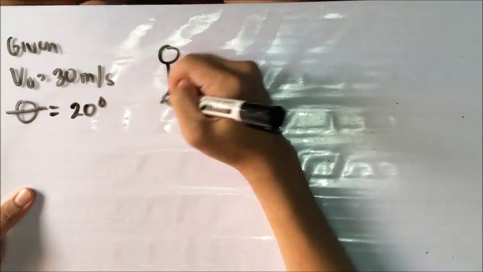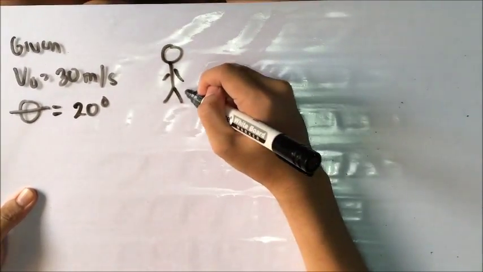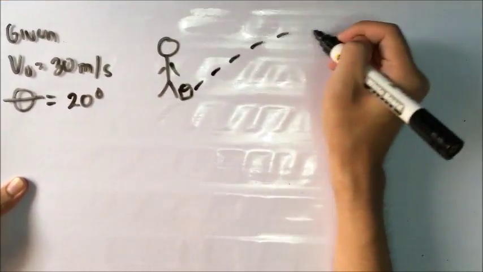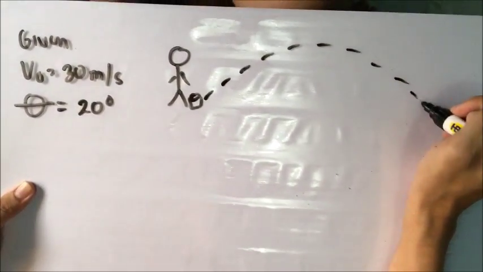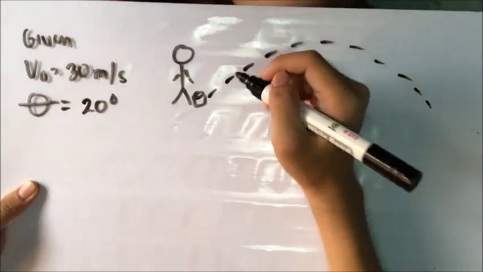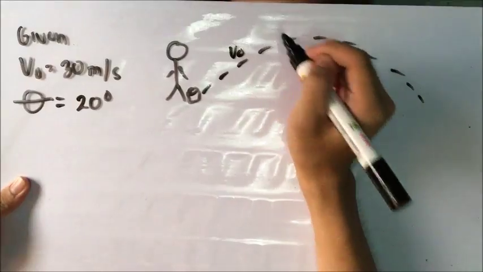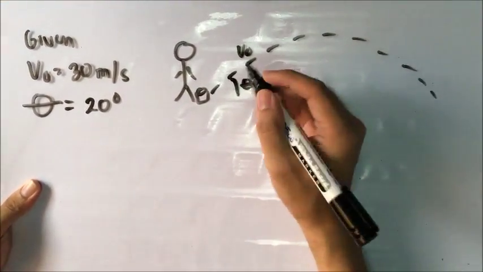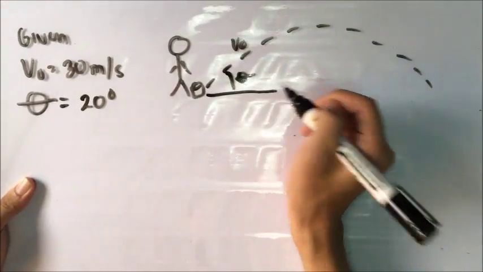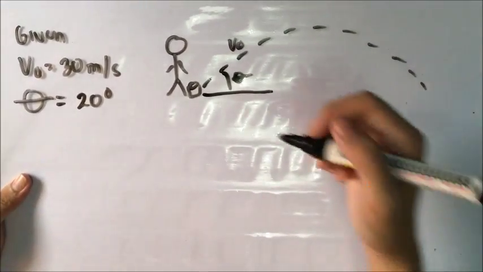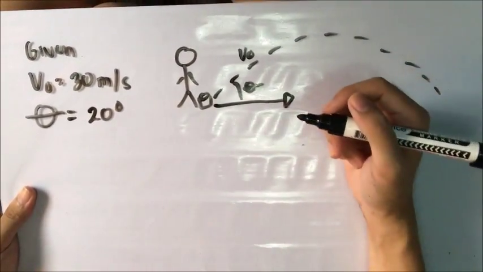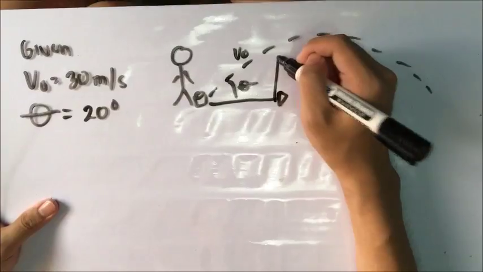Then we need to draw the illustration of the problem. Boy. And the trajectory of the can. This will be the initial velocity, then this will be the angle, and we need to find the v sub 0 x and the v sub 0 y, or the initial velocity of x and initial velocity of y.